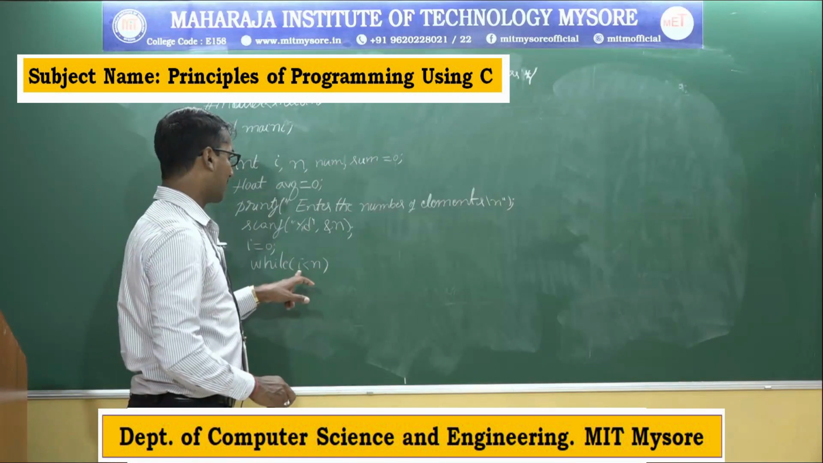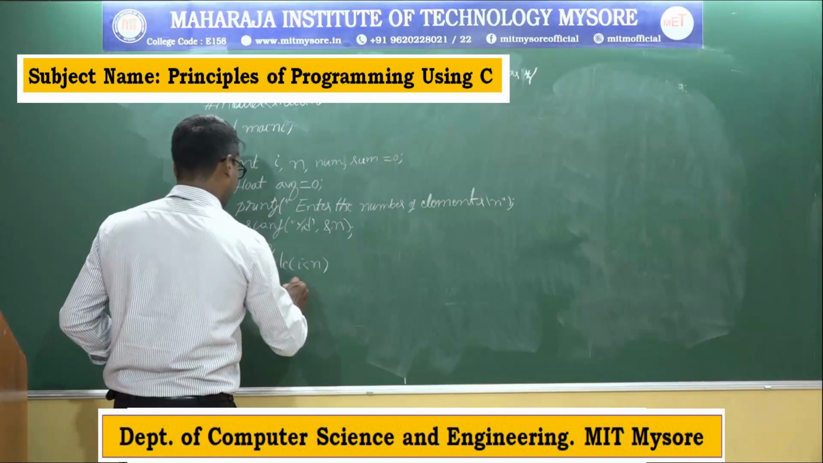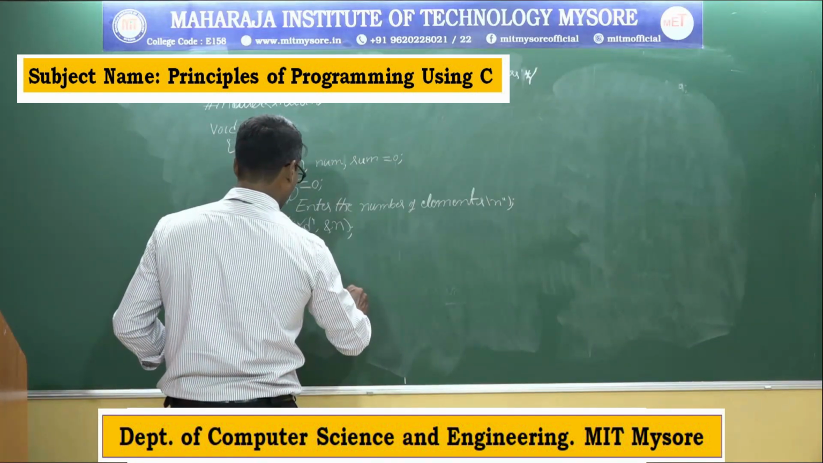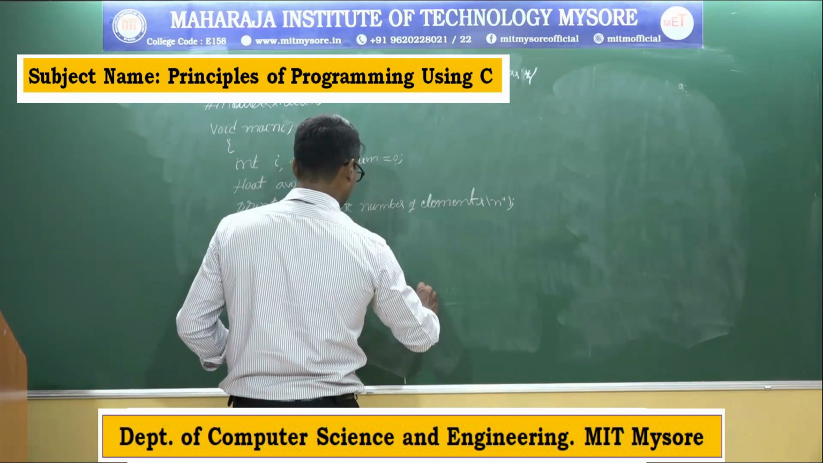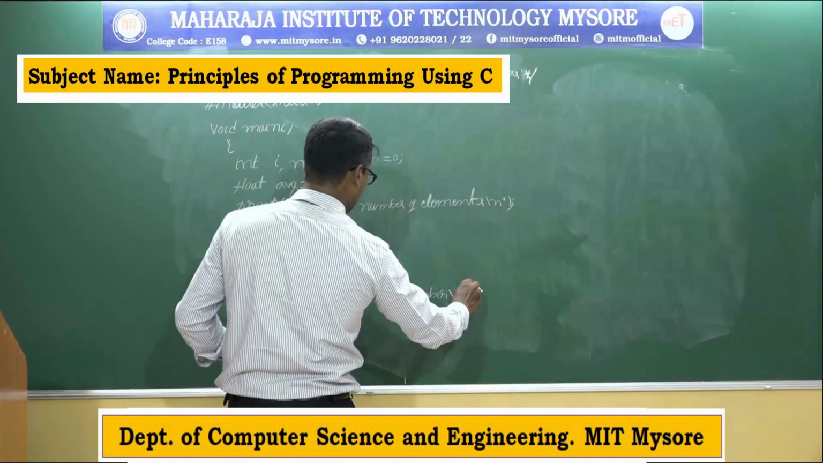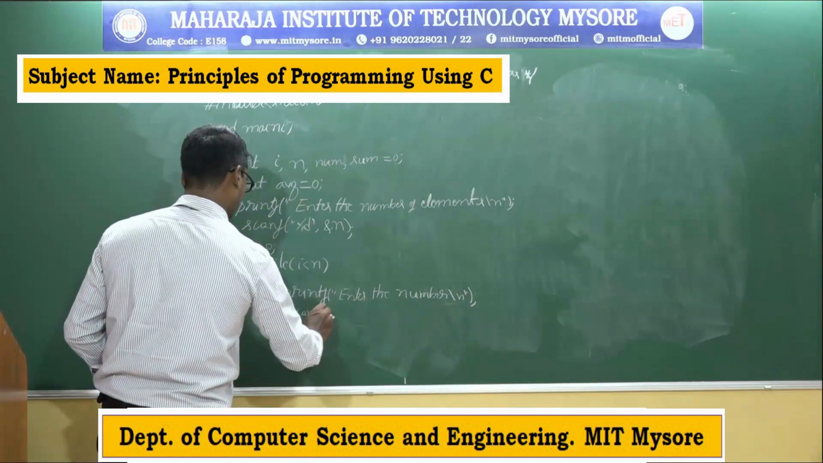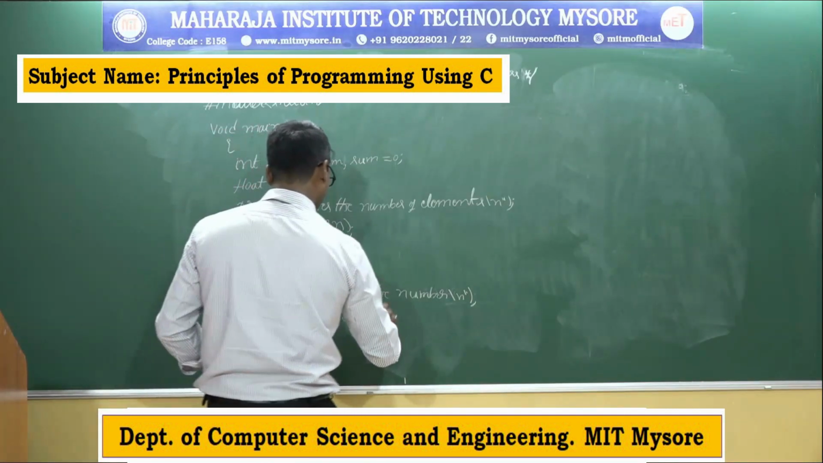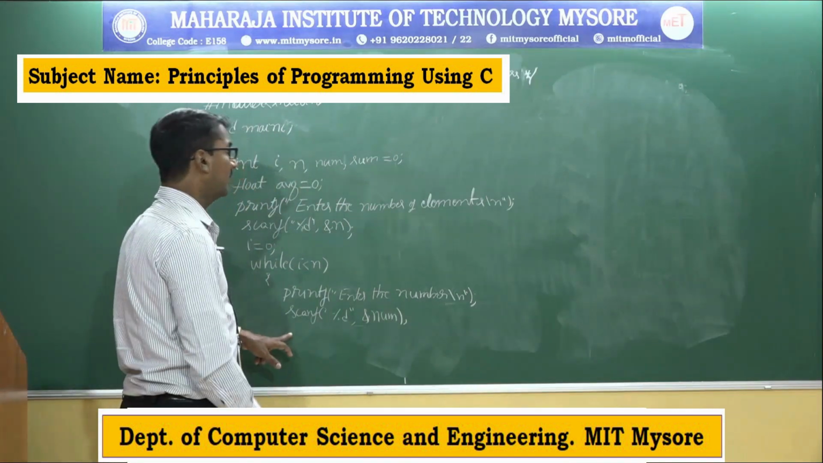So how many times do I need to perform this? I need to read n numbers. So printf("Enter the number\n"); scanf("%d", &num). So here I read the value for num.